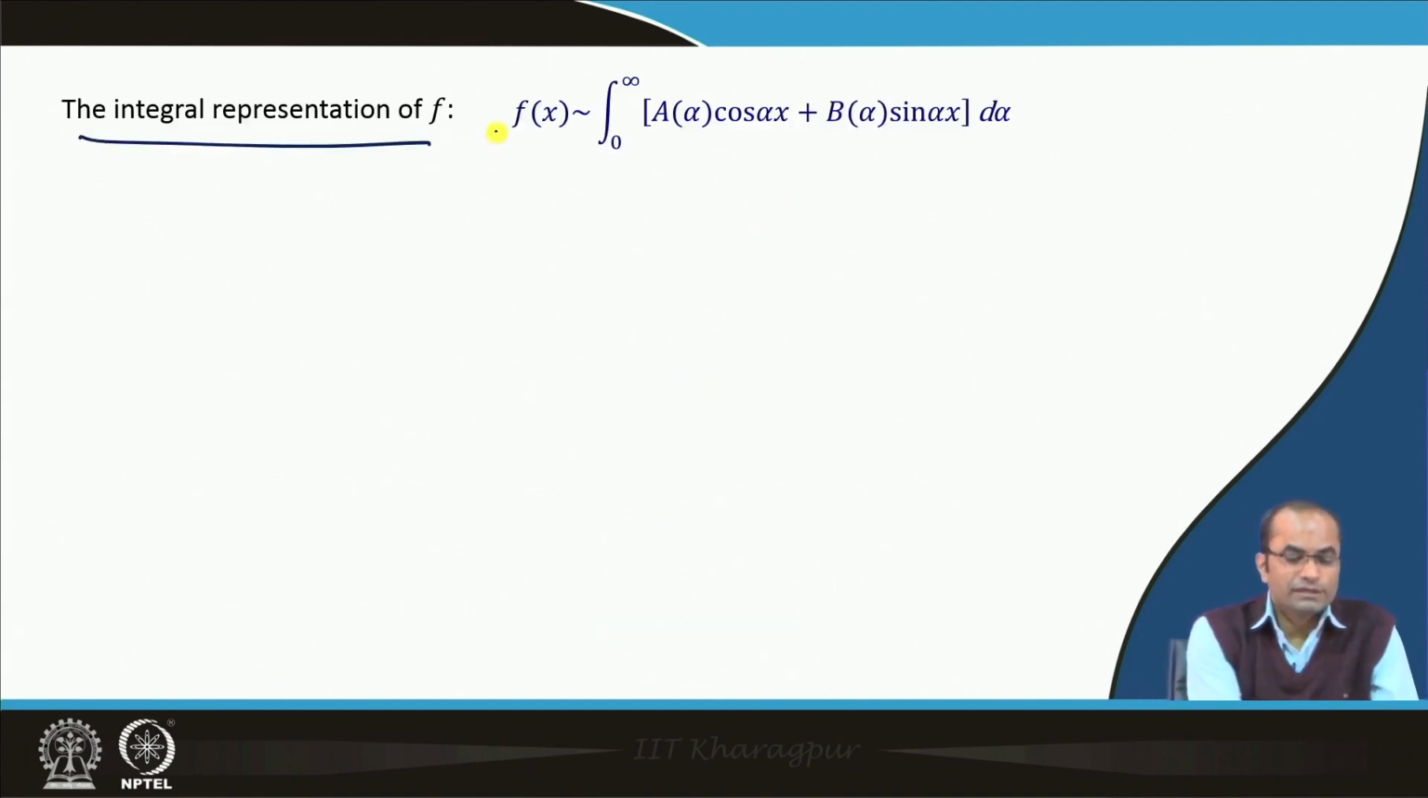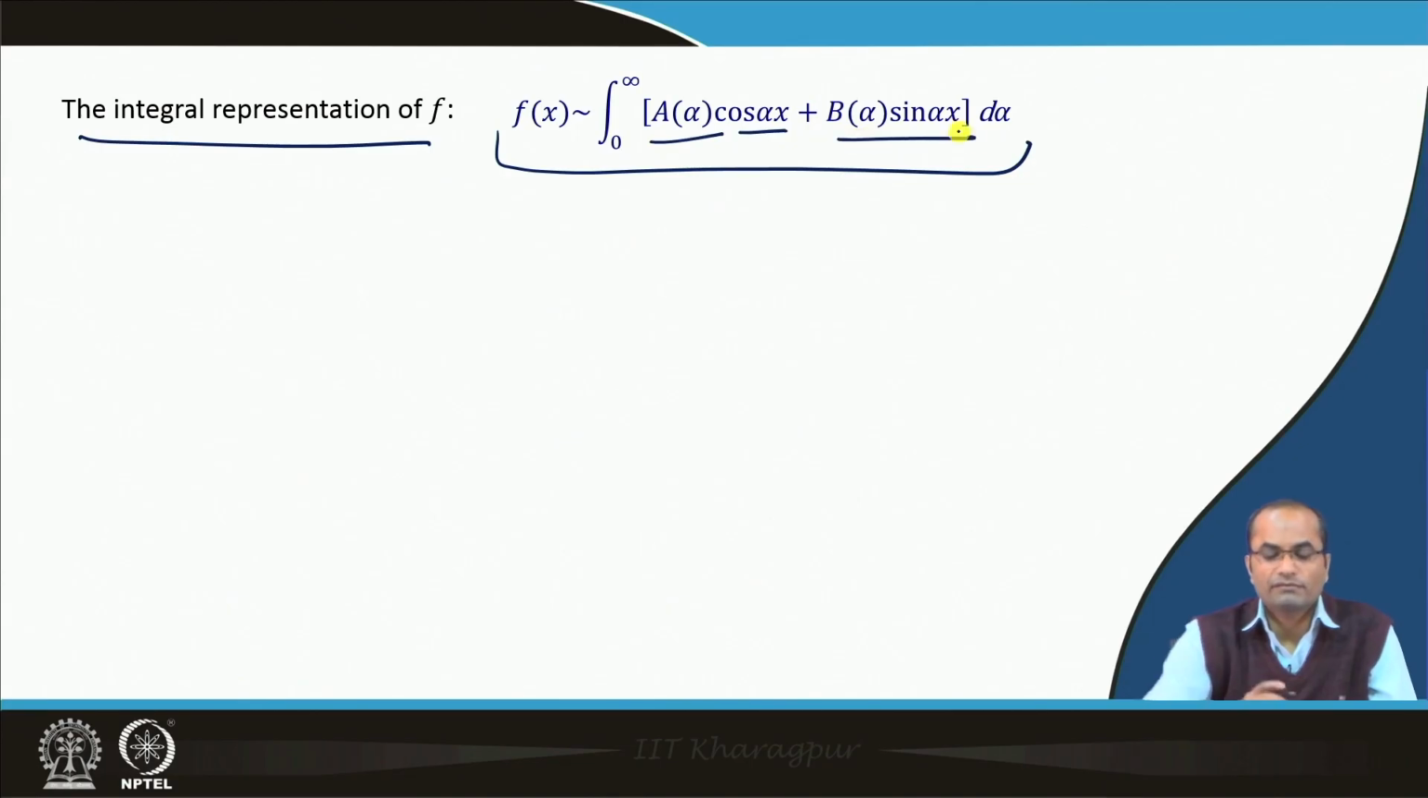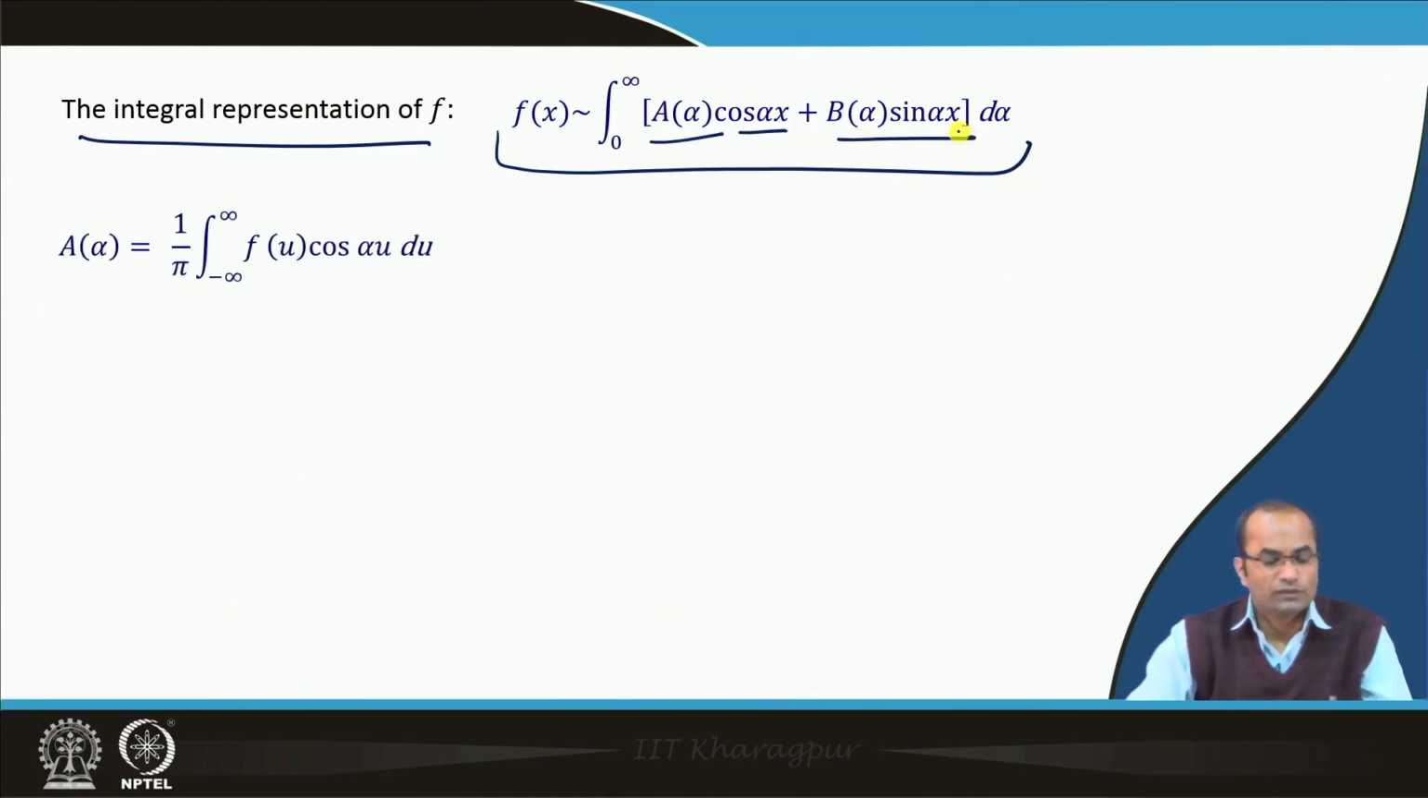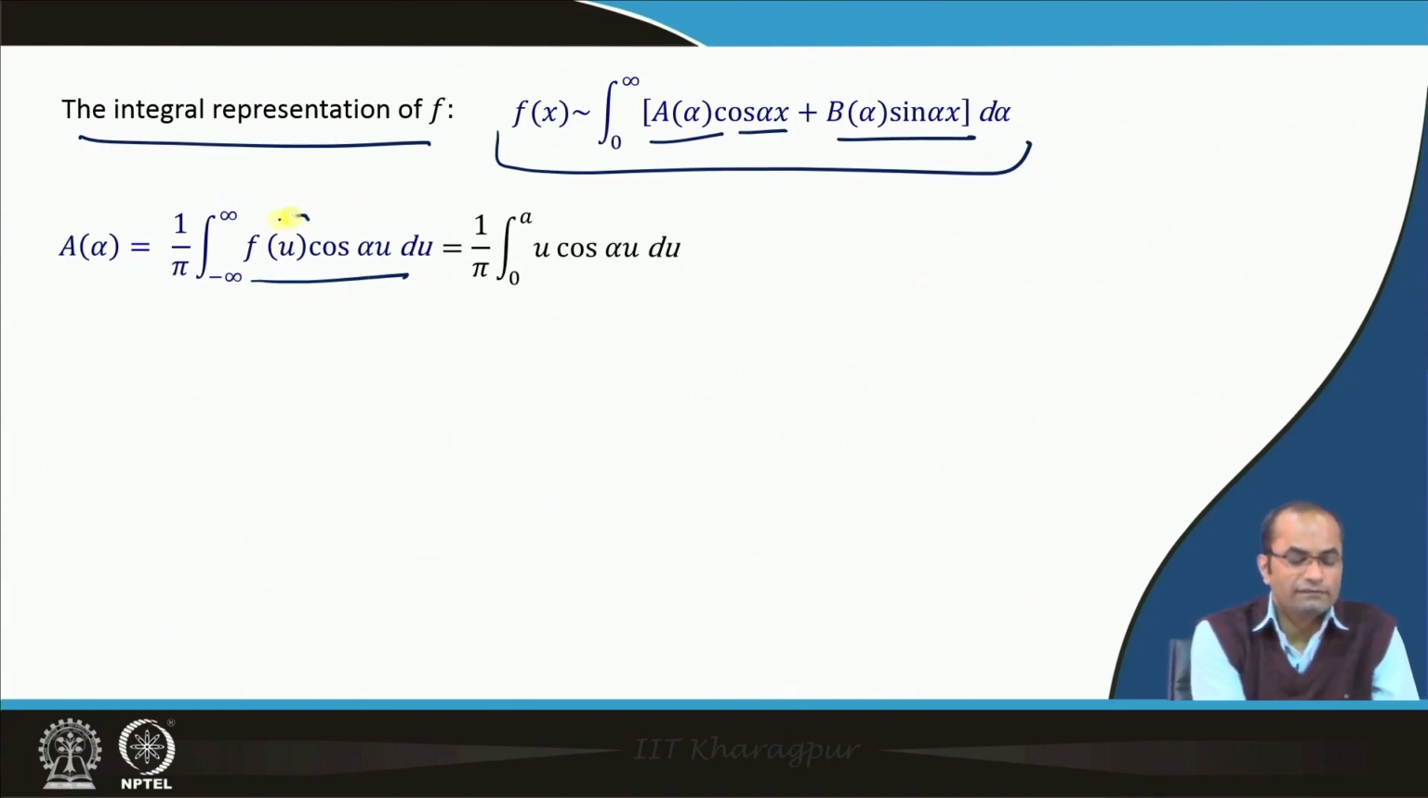So, the integral representation of this f will be given by this term here: A(alpha) cos(alpha x) plus B(alpha) sin(alpha x), where A(alpha) is given by this integral, and this we can evaluate now.